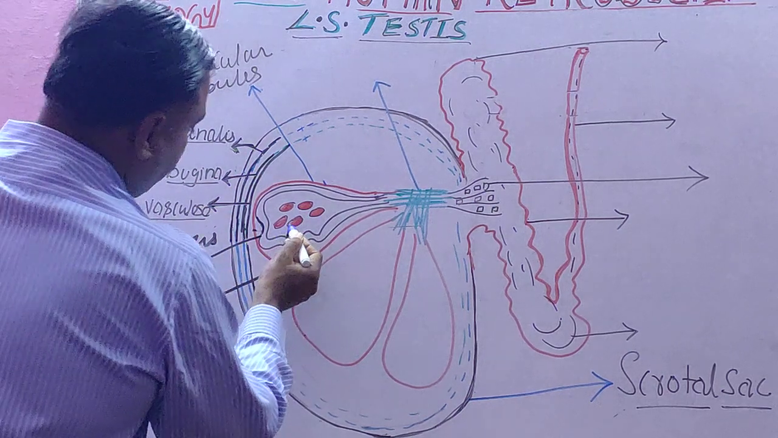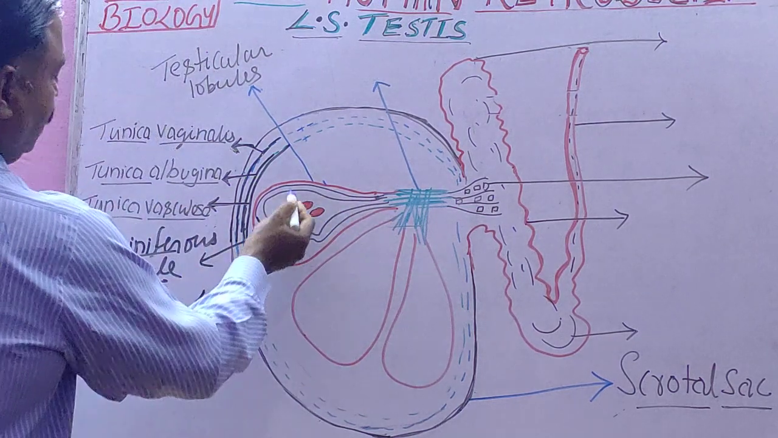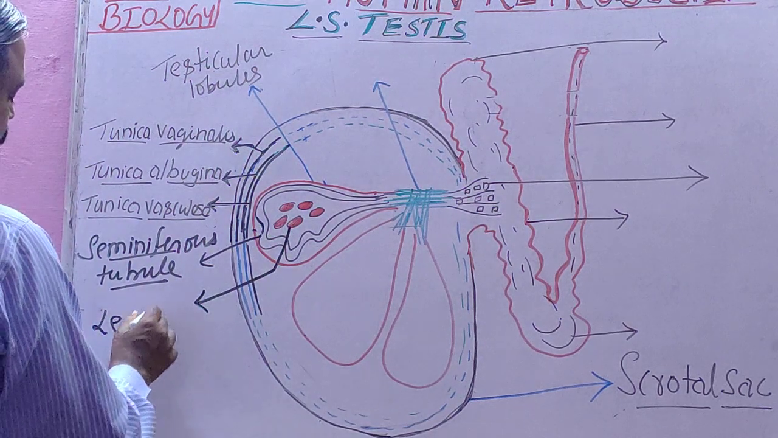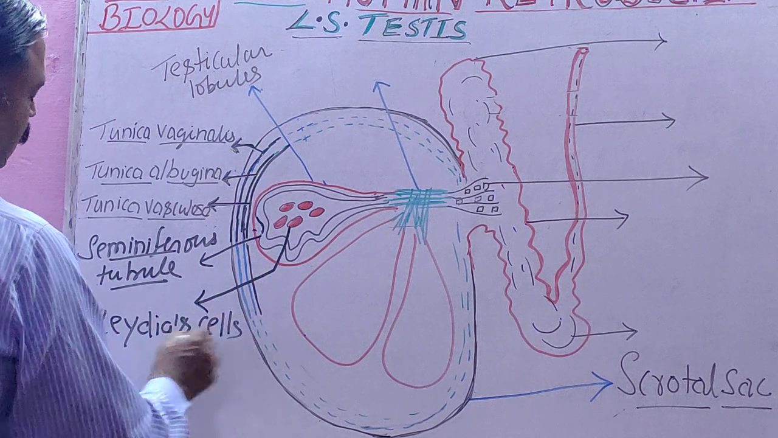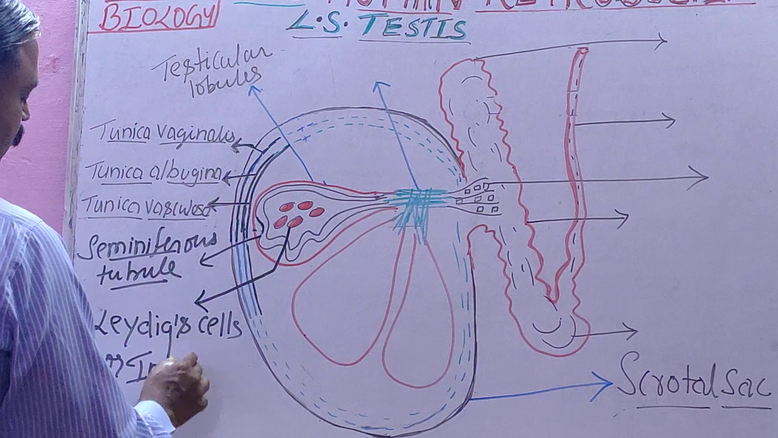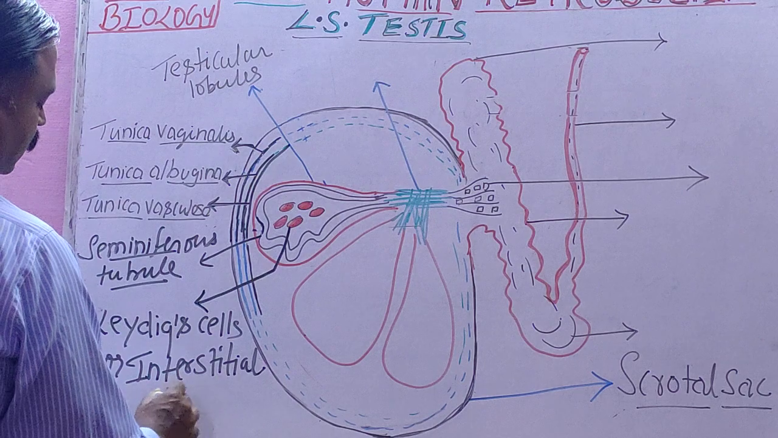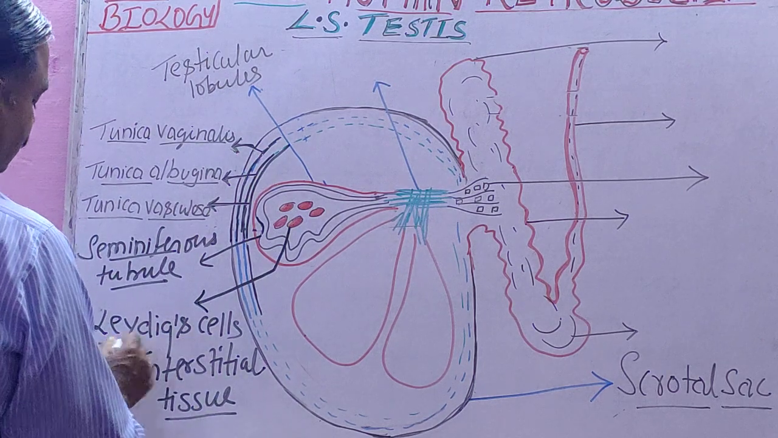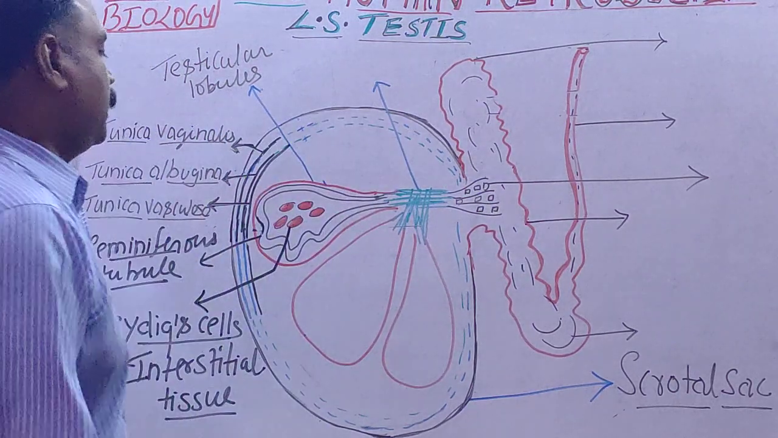Now observe carefully, student, these red structures within this seminiferous tubule are called Leydig's cells. Leydig's cells are interstitial tissue, student. These are the important cells which secrete male hormone testosterone. We will study in detail later on.